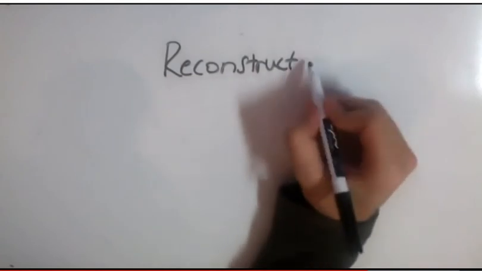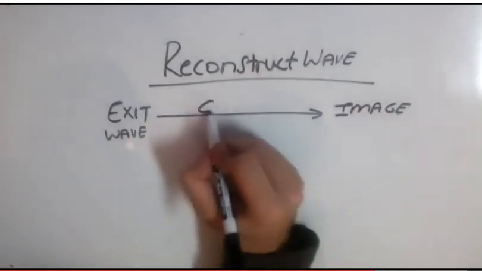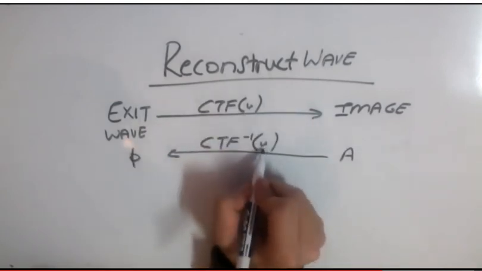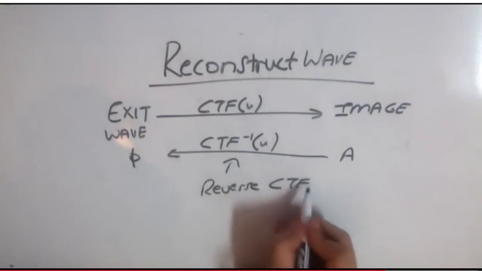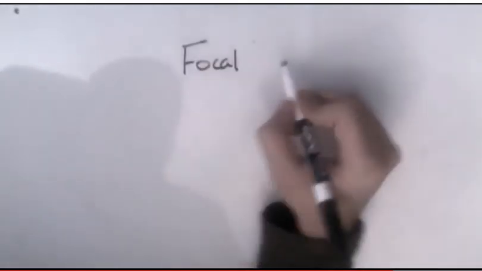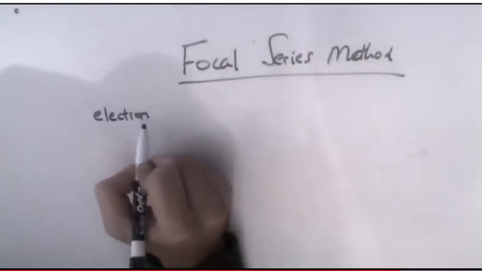Given everything we've just learned, how do we reconstruct the real space image given only the phase that we record from the diffraction pattern? The solution is to reverse the contrast transfer function. So how do we do that? Well, one way to reverse the contrast transfer function is known as the focal series method.